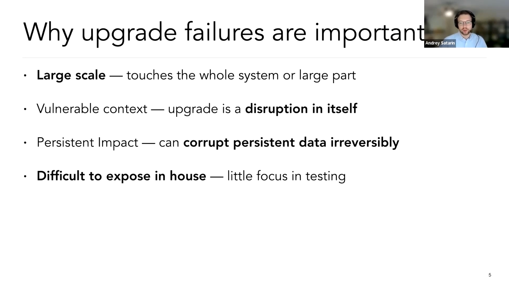So why are they important? They looked at several distributed systems, and overall important aspects of those failures were that they are large scale, because they touch either a large part of the system or the whole system, and upgrades usually move pretty quickly through the system. So any bugs in there are impacting the entire system. Upgrade itself is a disruption to the system's normal operations, puts it in a vulnerable state. The impact of the bugs during the upgrade could be persistent, so you can corrupt the data and you need to do something about it later, which is kind of costly. And overall, those are hard to expose in-house. There's probably little focus on testing for those upgrade failures for distributed systems in general.